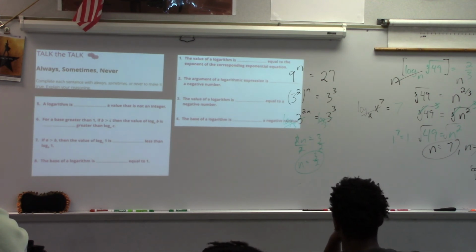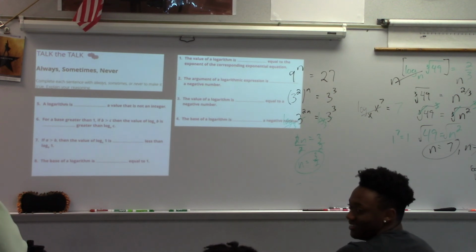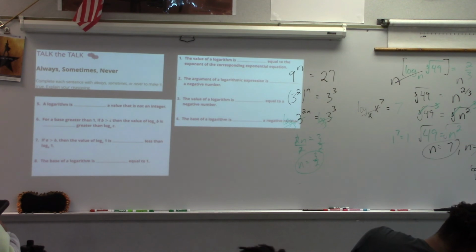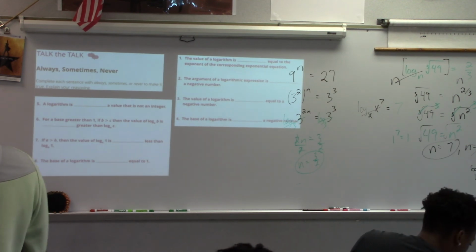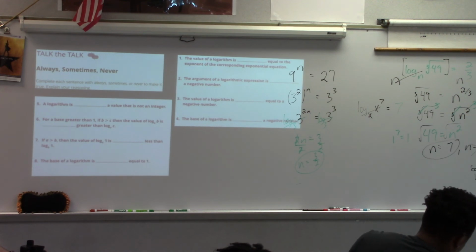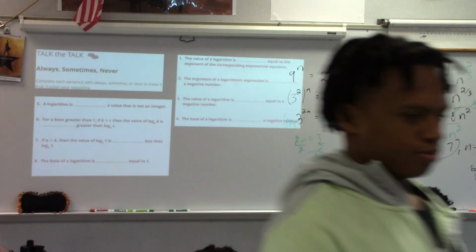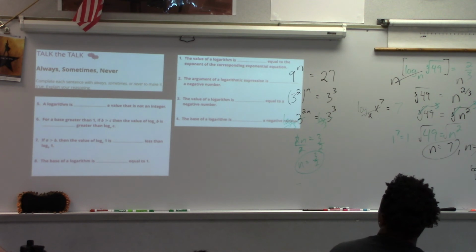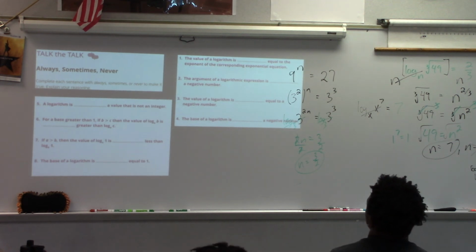Number one, a value. Oh yeah, we need to go to this page, a couple pages later. Just a quick little recap of things. This is the end of that lesson. It's after 1.3. There it is. We're not going to go over 6 or 7, but the others of these we can answer. Number one, the value of a logarithm is blank equal to the exponent of the corresponding exponential equation.